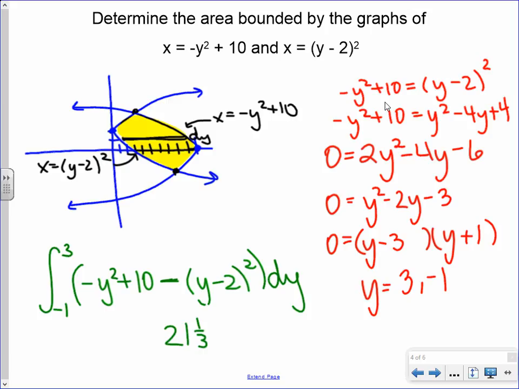Now, you notice in this picture that I did label my graphs, okay? That would be a good idea, especially here since we have 2 parabolas that are facing each other. Label which one is which so you know which one is on the right versus which one is on the left, okay?